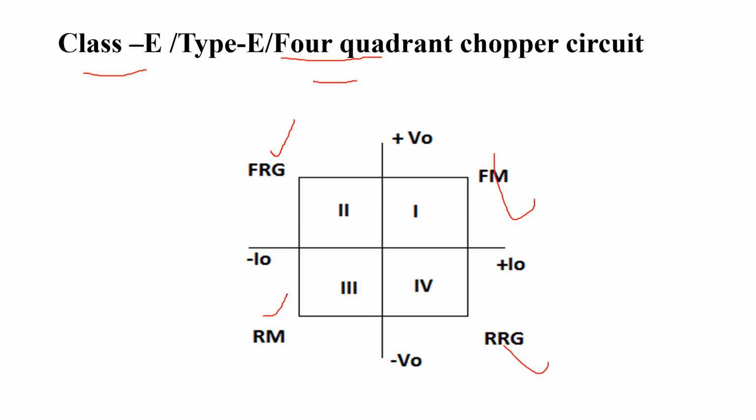In first quadrant, the class E chopper circuit operates in forward motoring mode. In second quadrant, class E chopper circuit acts in forward regenerating mode, and in third quadrant it operates in reverse motoring mode. In fourth quadrant it operates in reverse regenerating mode. Nowadays all practical applications require the four quadrant operations. Now we are going to discuss class E chopper: what's the circuit description, what's the circuit diagram, and what's the working of class E chopper.